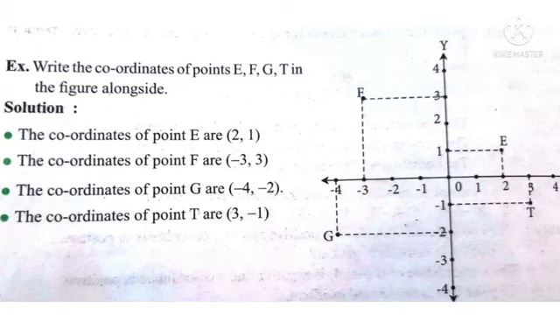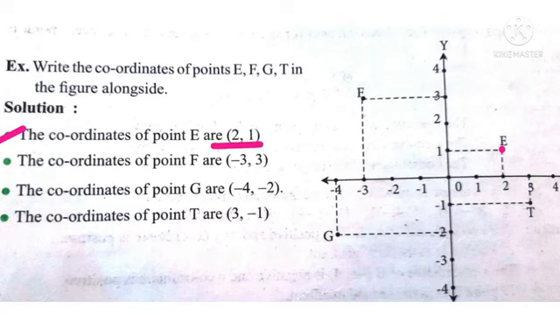From these basic concepts, give me the answer to the following question. See, here a figure is given. We have to write the coordinates of points E, F, G, T from the figure. So what is the point E? Point E intersects the x-axis at 2 and the y-axis at 1. Whenever you write a coordinate, first write the x coordinate and then y. So here the x coordinate is 2 and the y coordinate is 1. So the coordinates of point E are (2, 1).